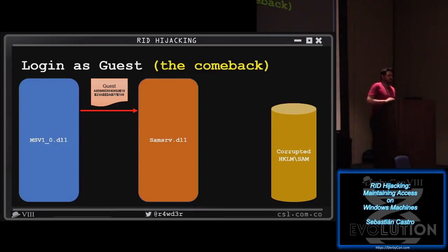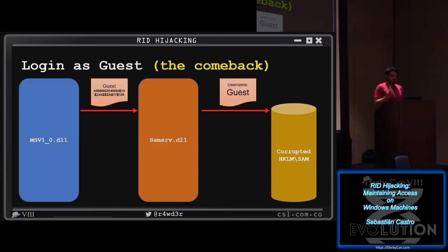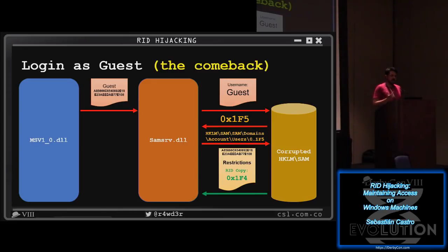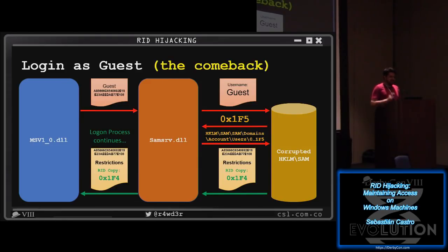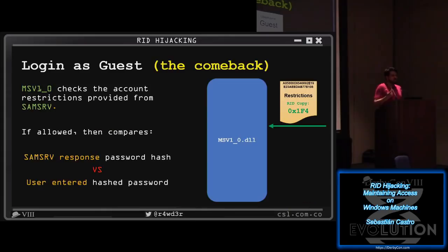So now repeat the whole process. MSV1 sends the user hash to the SAM server. The SAM server queries the SAM database with the guest username. Then it retrieves the associated RID key, which is 1F5. Now it queries the SAM database again with the obtained RID. And now it receives the security data from the SAM, including the modified RID copy. This data is sent back to the MSV1 authentication package.